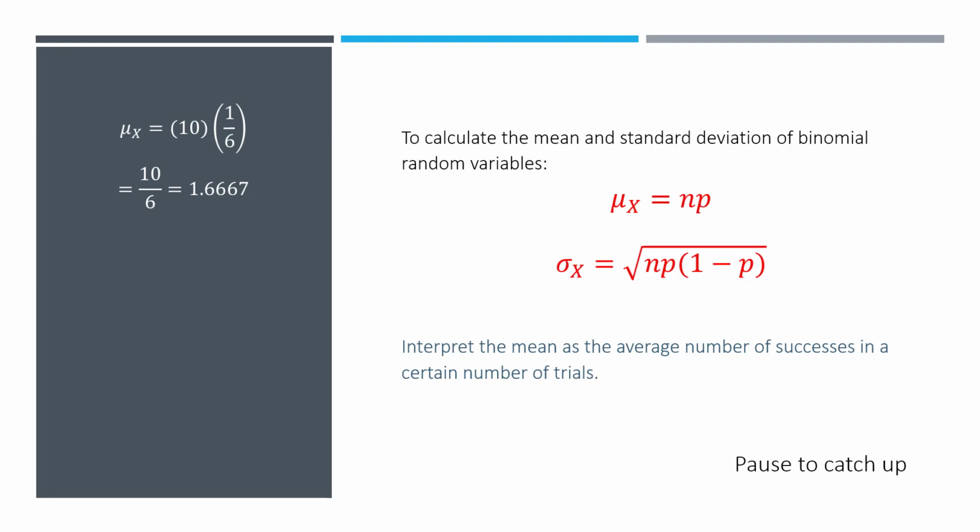We just simply interpret that mean as the average number of successes in a certain number of trials. In this case, that means we are going to have an average of 1.6667 sixes rolled in every 10 rolls of the die. For standard deviation, plugging in for n, p, and 1 minus p, we have 10 times 1 over 6 times 5 over 6, take the square root of everything, which gives us 1.1785. Meaning the number of sixes rolled in 10 tries will typically vary from the mean by 1.1785 sixes.